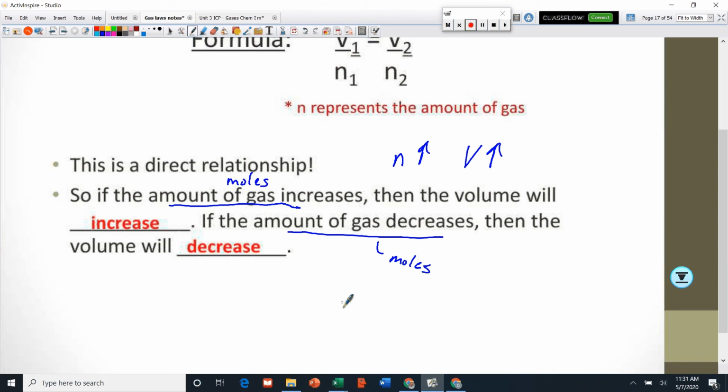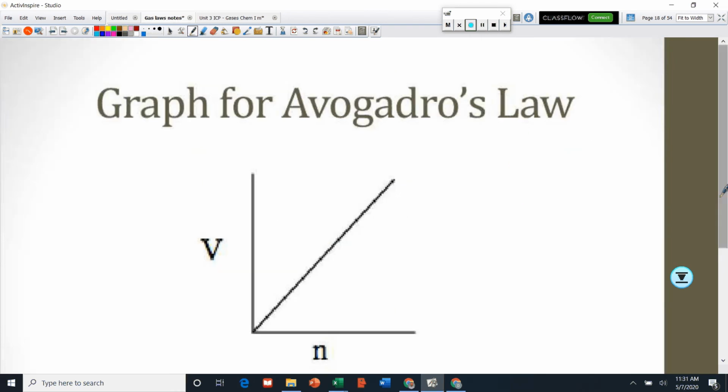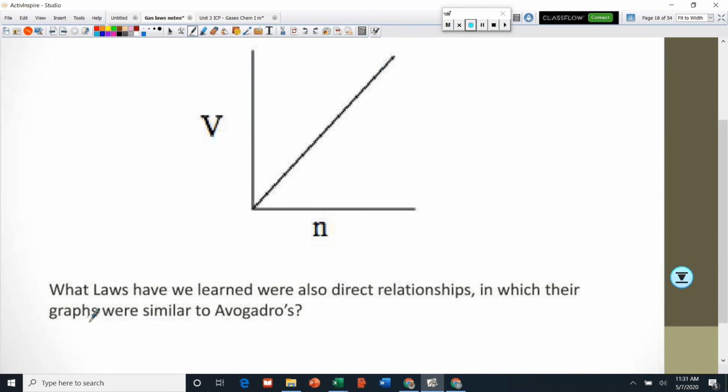Again, direct relationship. If we were to graph Avogadro, since it is direct, we're going to have that straight line. The only one that we have a curve for is Boyle. All right, so here's our graph. I forgot that I put it on there. This same linear relationship applies to Charles and Gay-Lussac.